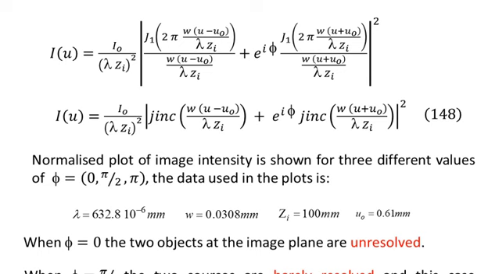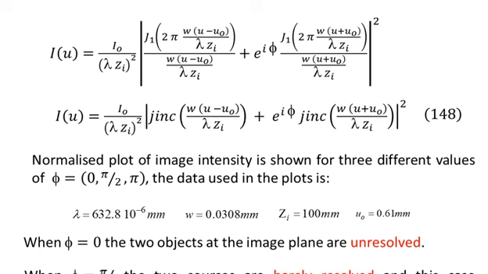The data we are using in the plots is lambda equal to 632.8 into 10 to the power minus 6 millimeter, which is the red wavelength of the helium neon source. W is equal to 0.0308 millimeter, which is the width of the aperture that we are using, the width of the exit pupil, actually the half of the diameter, or you can say the radius or the half aperture size of the pupil function.